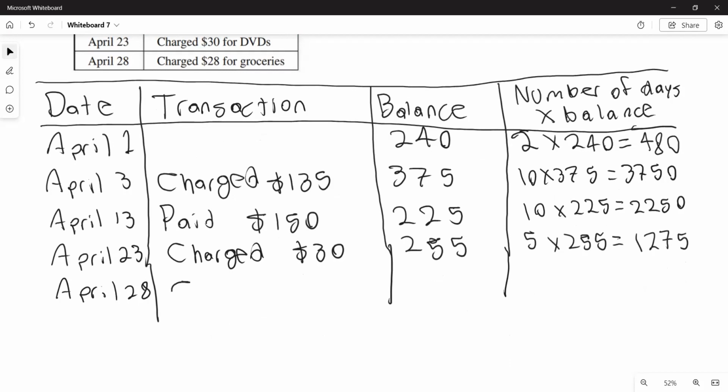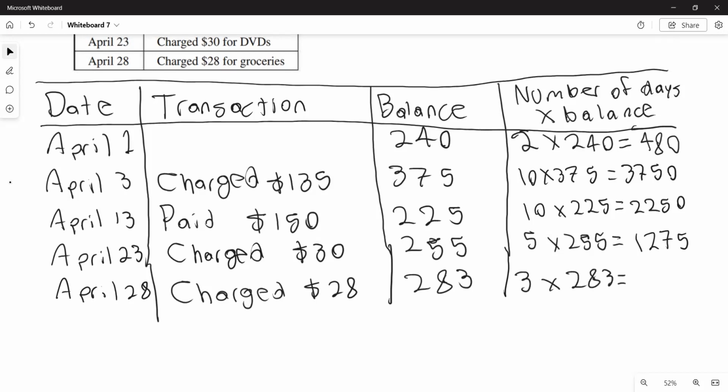On April 28th, there was a charge of $28 for groceries. The outstanding balance is 255 plus 28, or 283, for 3 more days, April 28, 29, and 30. This is 849. So if you add the balance after each day, 480 plus 3,750 plus 2,250 plus 1,275 plus 849, the total is 8,604.